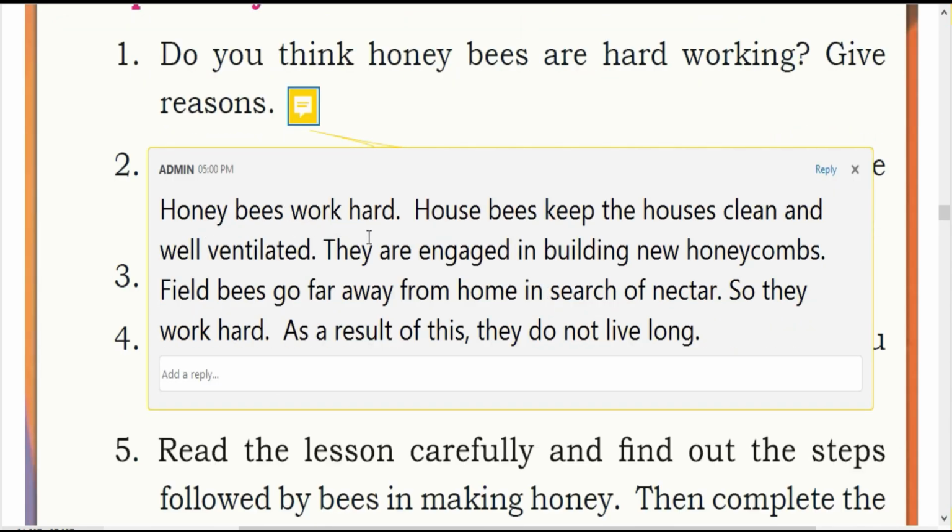Answer is honeybees work hard. House bees keep the houses clean and well ventilated. They are engaged in building new honeycombs. Field bees go far away from home in search of nectar. So, they work hard. As a result of this, they do not live long.